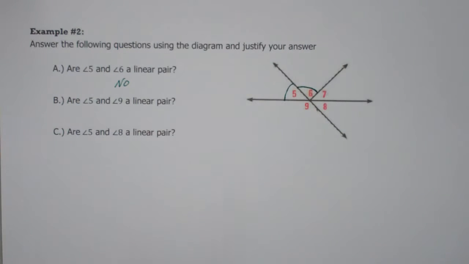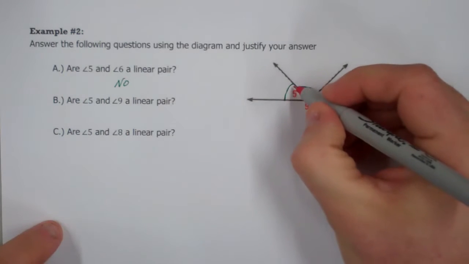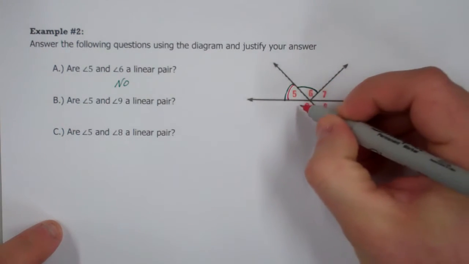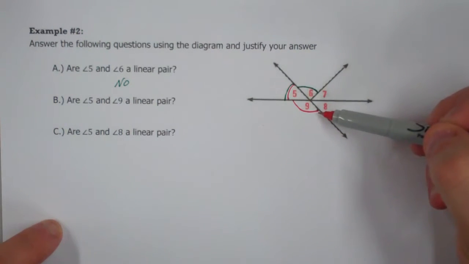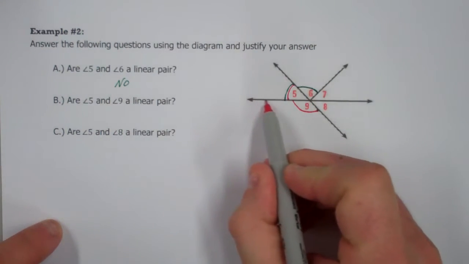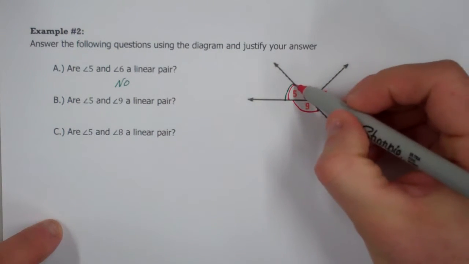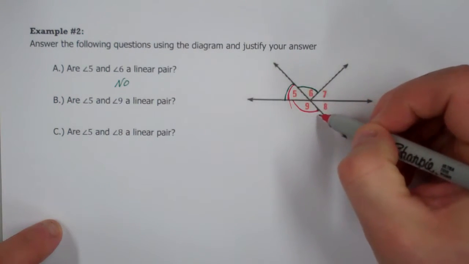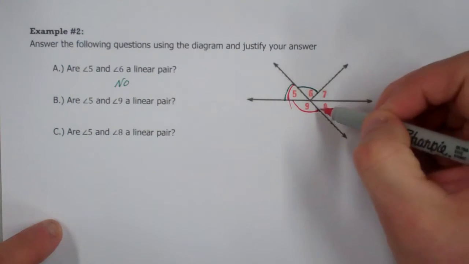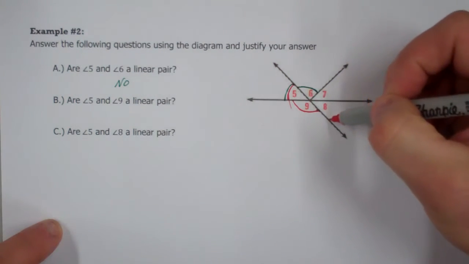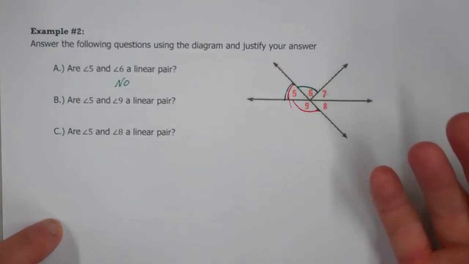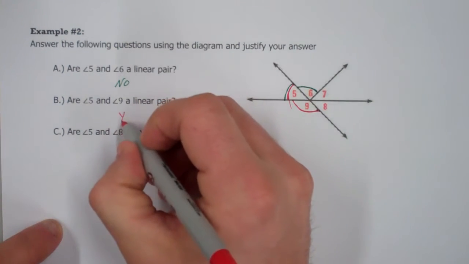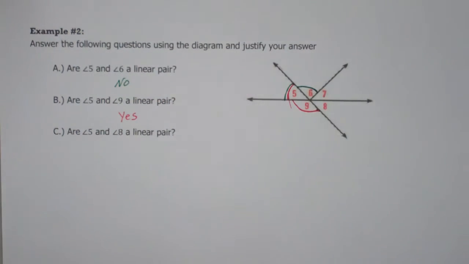Angle 5 and 9, we'll try to use a different color here for you. So angle 5 is again this same angle right here, and then angle 9 is this angle right here. So now we're only looking at the red pieces. 5 and 9 share a side, so they're adjacent, and then if we went all the way around, we would wind up right here on this side, and you could see that those two angles would form a straight line together, this line right here. So because they're adjacent and they form a straight line, we would say yes, they are a linear pair.